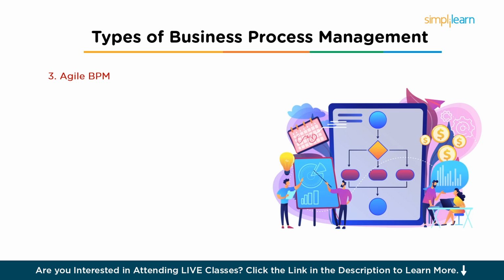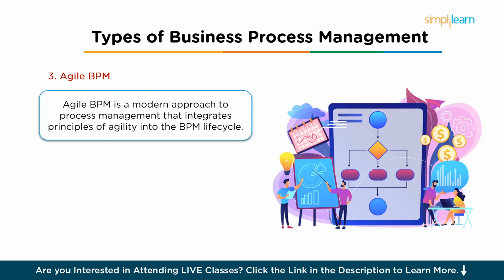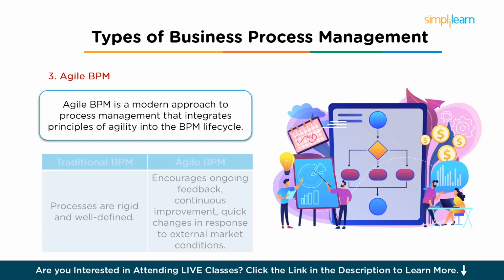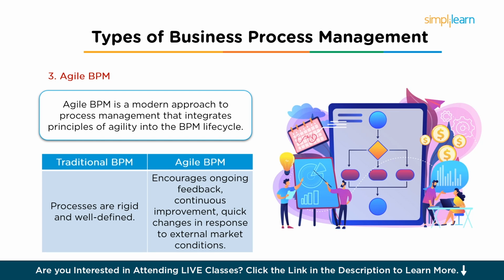Agile BPM. Agile BPM is a modern approach to process management that integrates principles of agility into the BPM life cycle. It focuses on flexibility, iterative improvements, and rapid adjustments to changing business needs. Unlike traditional BPM, where processes are rigid and well-defined, Agile BPM encourages ongoing feedback, continuous improvement, and the ability to make quick changes in response to external market conditions.